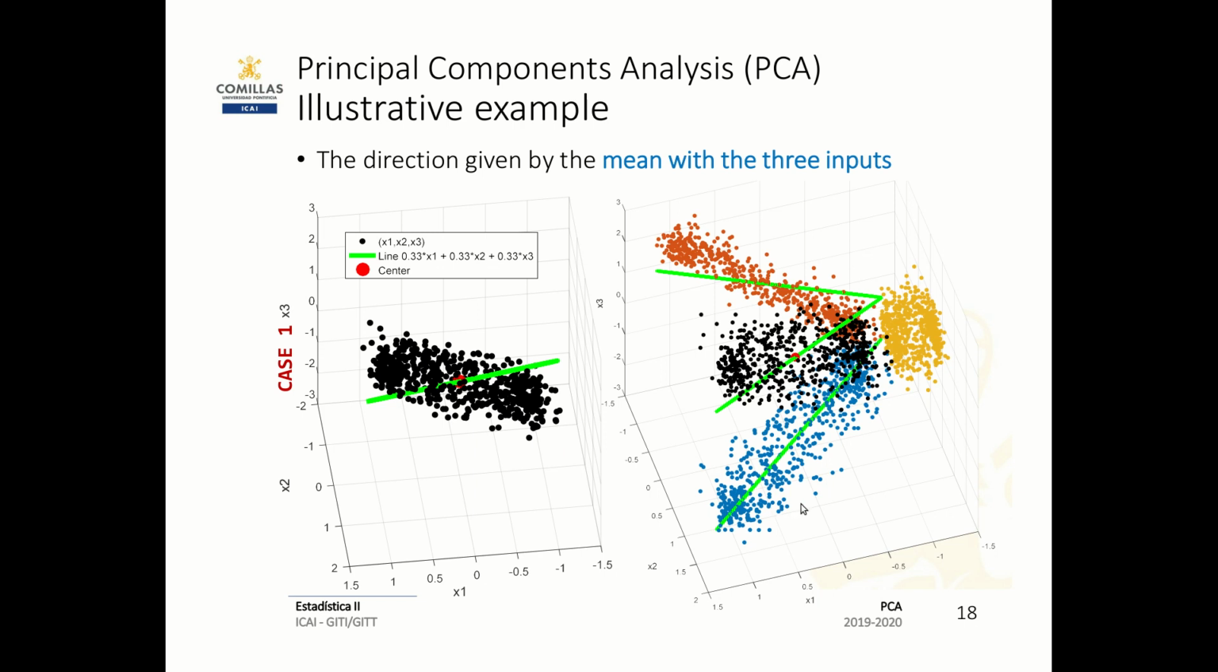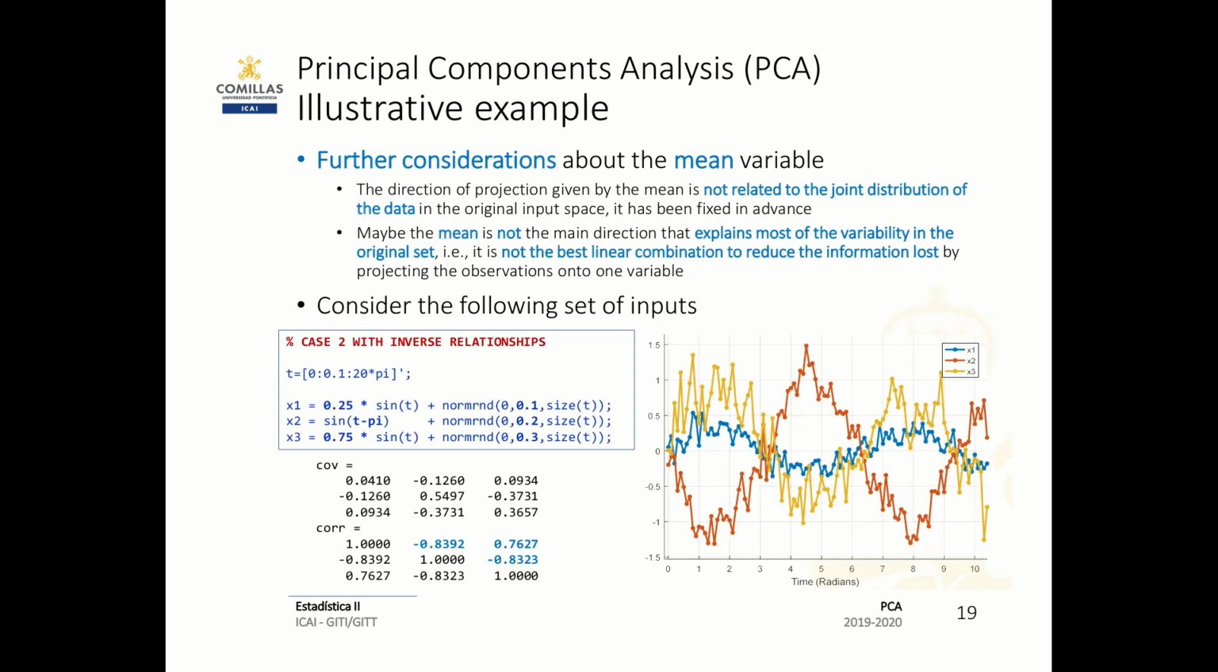There are several trends here. So let's see if we can find another way of finding summaries. Here we have another example. In this example, x1 and x3 are sines as before, but now x2 is a sine that is 180 degrees apart from the previous one. So there is a phase shift of 180 degrees.